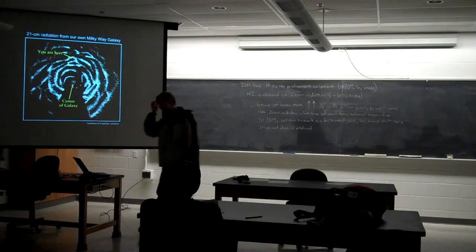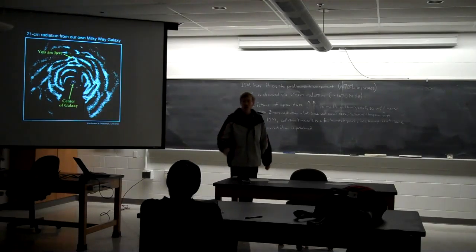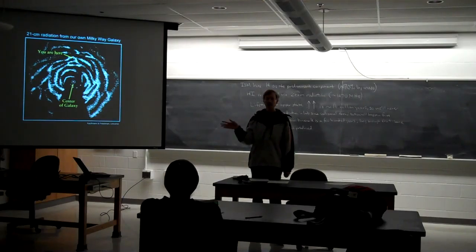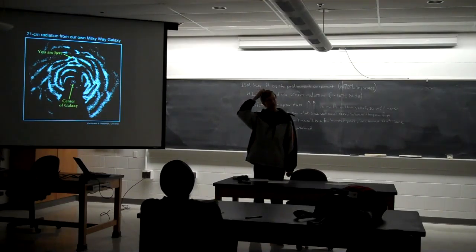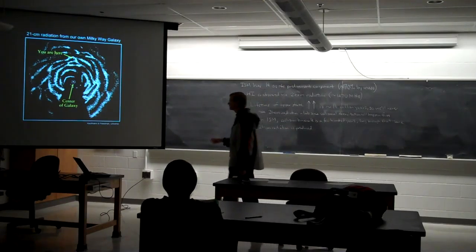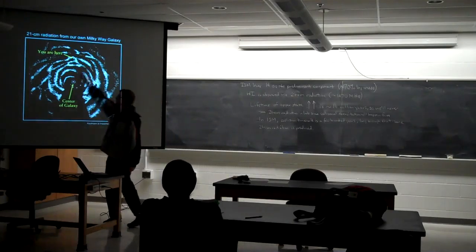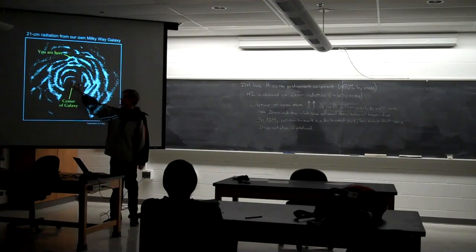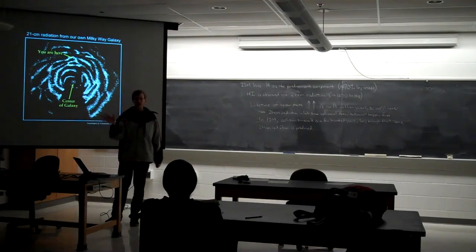And here's 21 centimeter radiation from our own galaxy. 21 centimeter radiation is at radio wavelengths, so it can penetrate dust. So we can see clear across the galaxy at 21 centimeters. So you are here, here's the center of the galaxy. There's a shadow, if you will, here, not because the center of the galaxy is blocking the radiation, but because this material is moving transverse to our line of sight, so it doesn't show any Doppler shift.